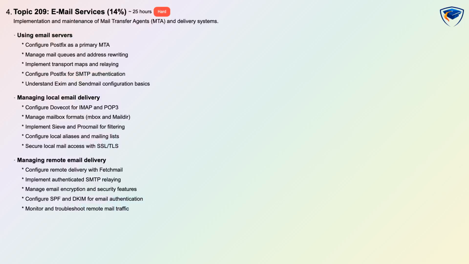For local delivery you will use Dovecot for IMAP and POP3, manage mailbox formats like Mbox and Maildir, implement Sieve or Procmail filtering, and secure local mail with SSL/TLS. And for remote delivery you will configure Fetchmail, authenticated SMTP relaying, email encryption, and SPF and DKIM for authentication.